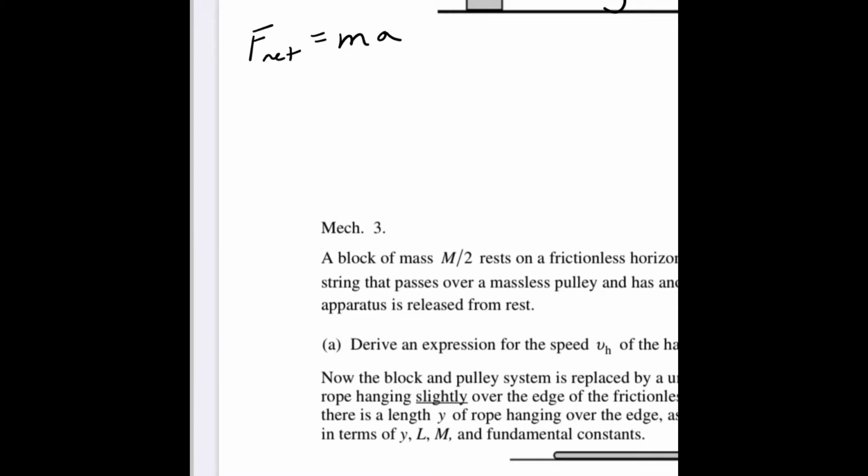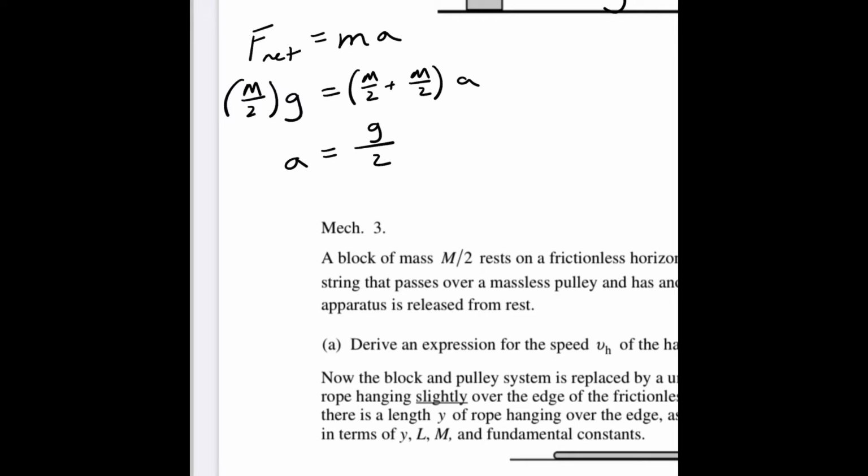So what we're going to get here is that m over 2 times g is equal to the mass of the system, which is m over 2 plus m over 2, times the acceleration of the system. From this, we can solve for acceleration, and we get that acceleration is equal to g over 2. Now I have my acceleration.